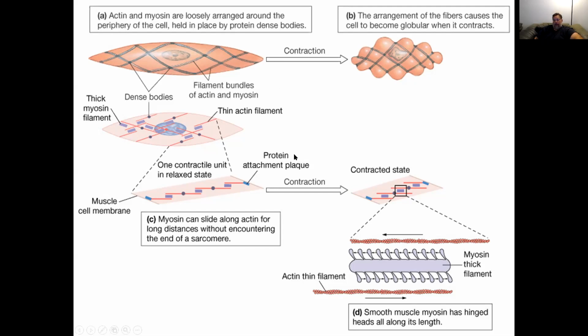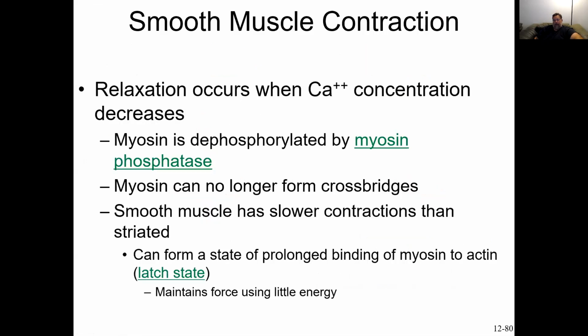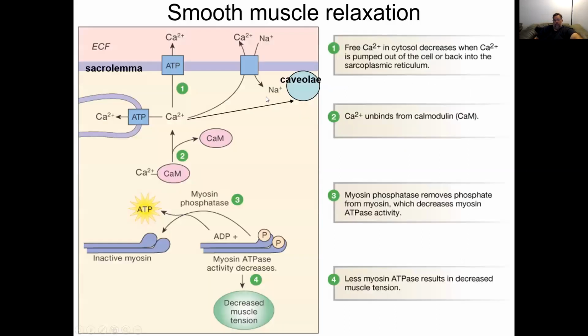Now, how does this relax? Well, eventually the calcium is pumped back out, and then the myosin is dephosphorylated. So relaxation occurs when the calcium concentration decreases and the myosin is dephosphorylated by myosin phosphatase. Myosin can no longer form these cross bridges, and so the smooth muscle begins to relax, and it gets back to its relaxed state. So we go from a crunched state to a relaxed state. And that's what's shown in this picture here.